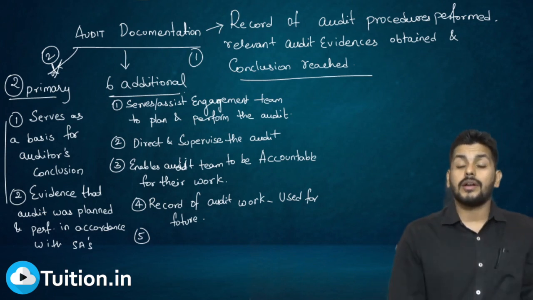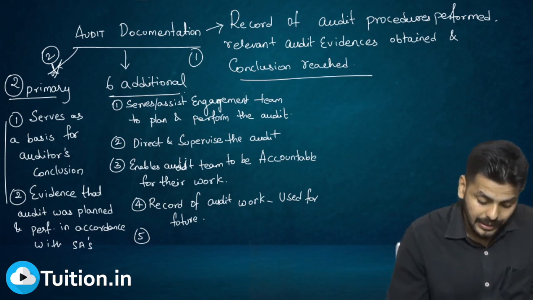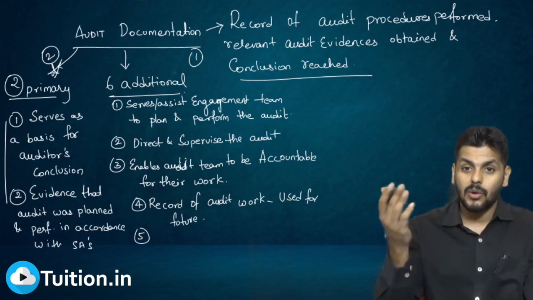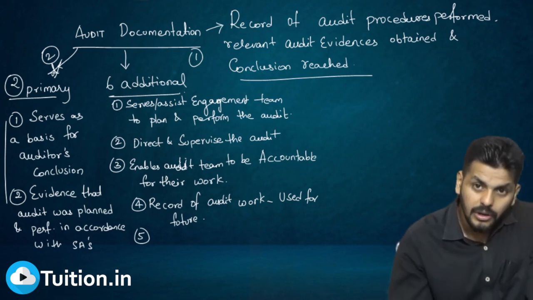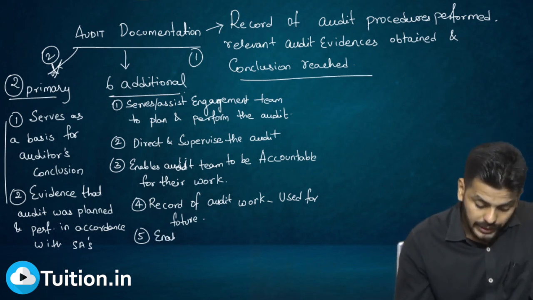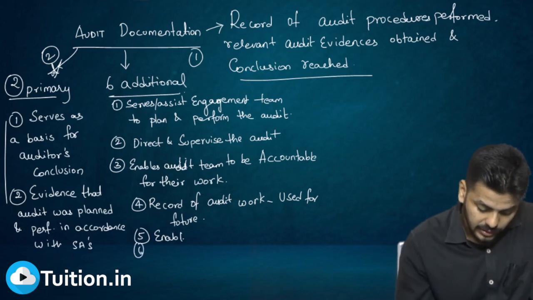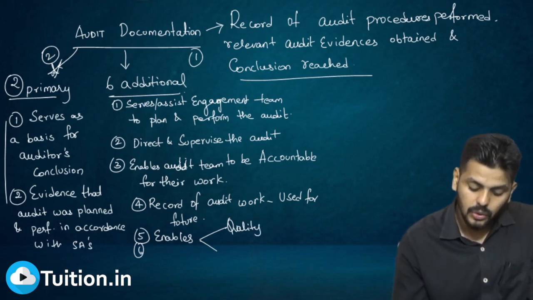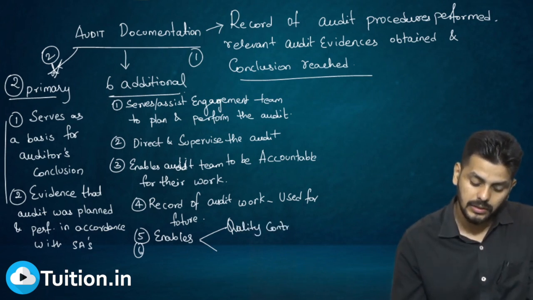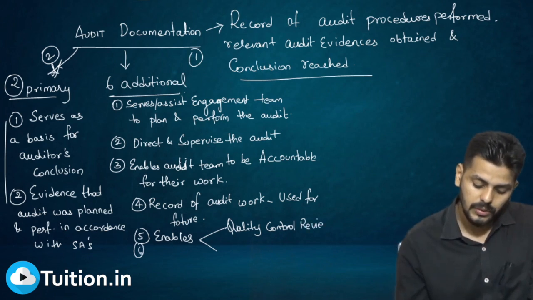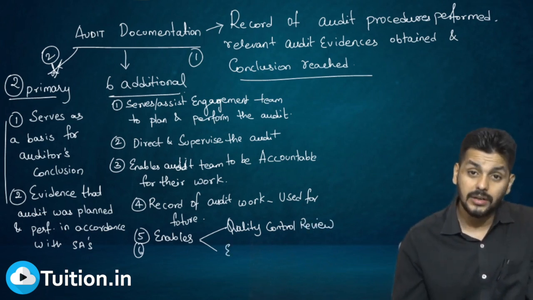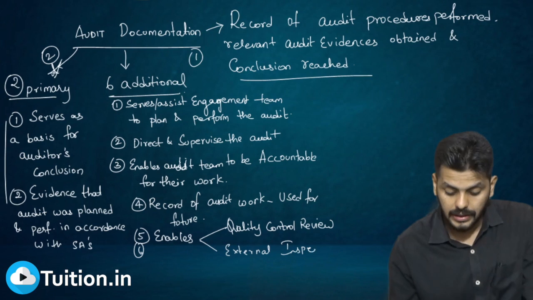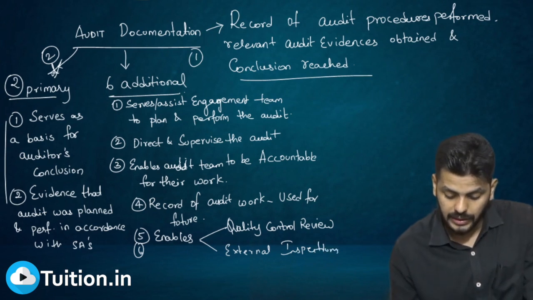Then remember we studied about quality control aspects. It's important for you to understand what the quality control reviewer will come and do. The quality control reviewer will also come and check the documentation, right? So points 5 and 6 do two things. It enables a quality control review, and not just that, it also enables external inspections. Any external inspections, it enables that also.